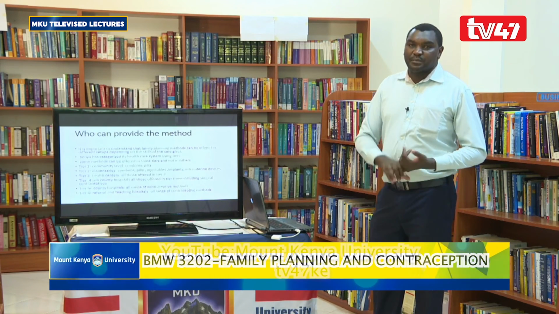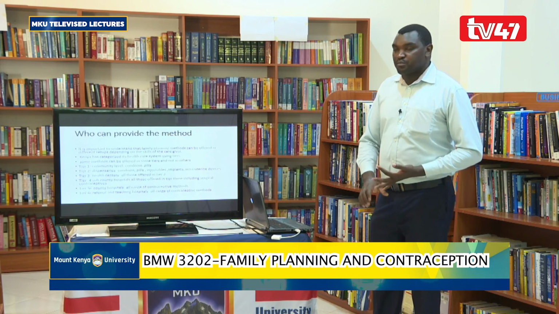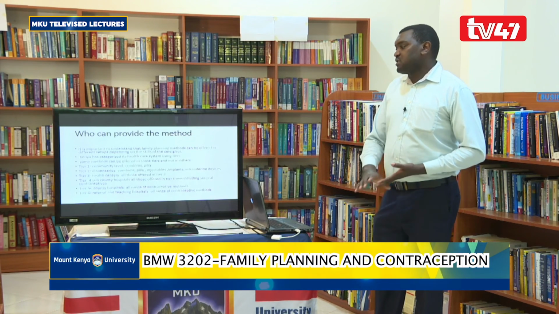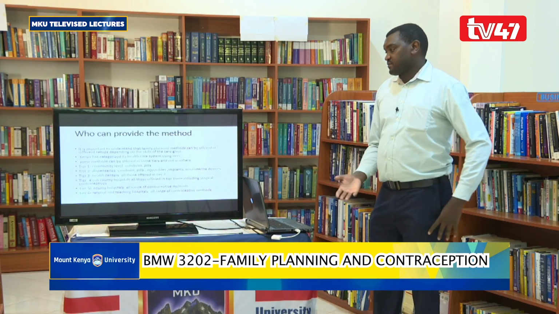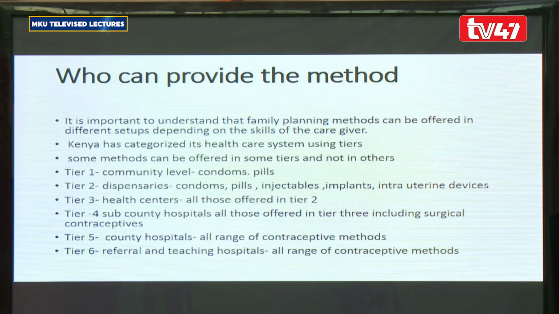They can supply condoms and pills. Level 2, dispensaries, where you have the nurses and some clinical officers. You can offer condoms, pills, injectables, implants, and intrauterine devices. Level 3, health centers. We can offer all those offered in tier 2.